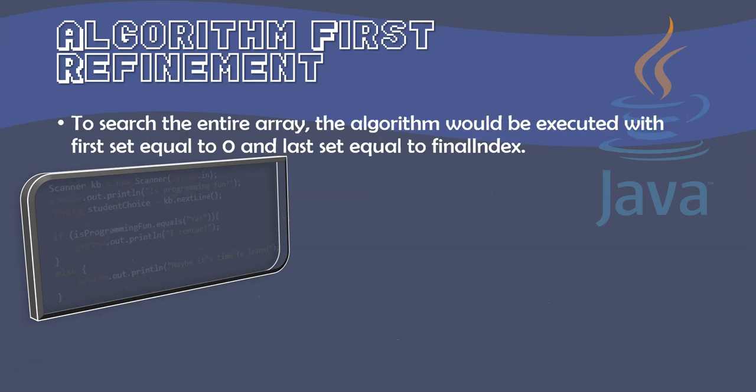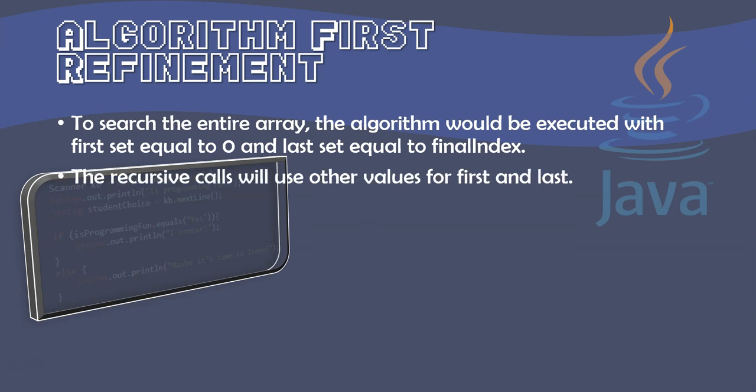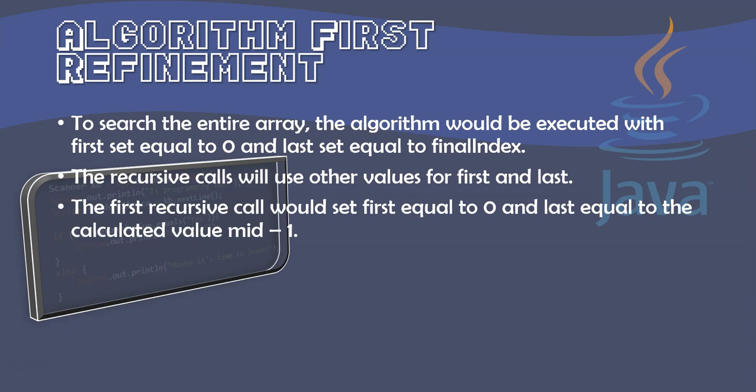Now, with this algorithm, you'll notice that to search that entire array, the algorithm is executed with first set equal to 0, and last is going to be set equal to final index. The recursive calls will use other values for first and last. The first recursive call, of course, is going to set first equal to 0 and last equal to the calculated value mid minus 1.